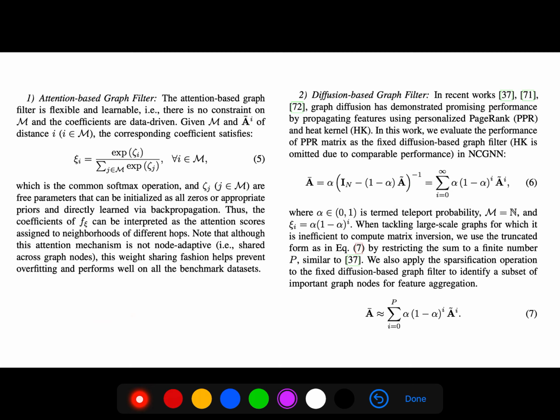And then this is the attention-based graph filter and the diffusion-based graph filter. The attention-based graph filter is learnable and flexible, with no constraint on M. The diffusion graph filter is motivated by advances in propagating features like personalized PageRank and heat kernel. So we evaluate the performance of personalized PageRank as the fixed diffusion-based graph filter.